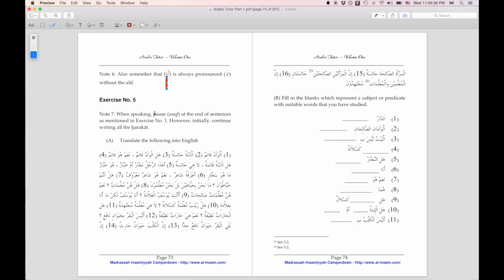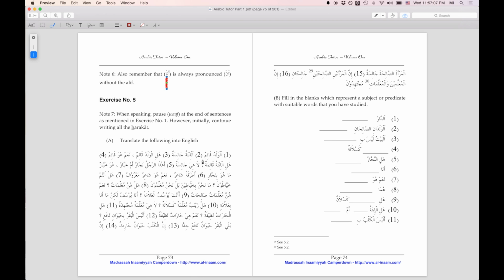Exercise number 5, note 7. When speaking, pause, waqf, at the end of the sentences as mentioned in exercise number 1. However, initially continue writing all harakat. So they're saying that when you're going to speak, when we're going to do all these translations and exercises, if we're doing this verbally, then we should do a waqf. We should just stop at the end of the sentences and not read the tanweens at the ends usually. But to write it, for now we should all write it, so it will be a good habit.